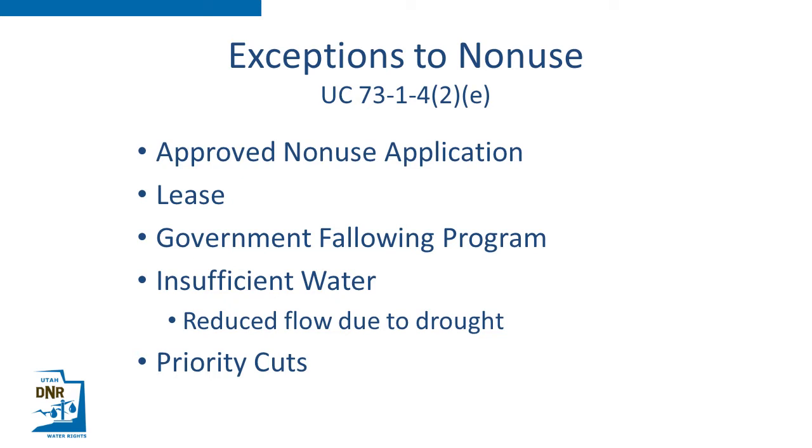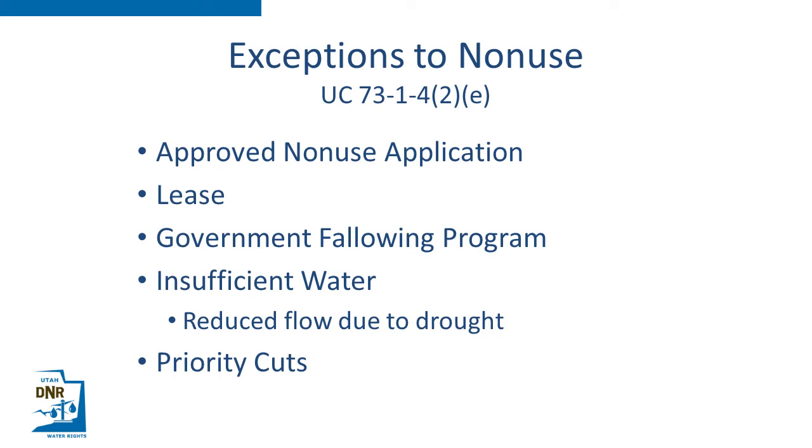Next, we'll cover exceptions to non-use. The first is an approved non-use application, which we will discuss in more detail later. Next is a written terminable lease or other agreement with the appropriator or the appropriator's successor in interest. An approved state agreement or federal conservation fallowing program can provide an exemption to non-use. Another exemption to non-use is if there is insufficient water in your source to satisfy the right.